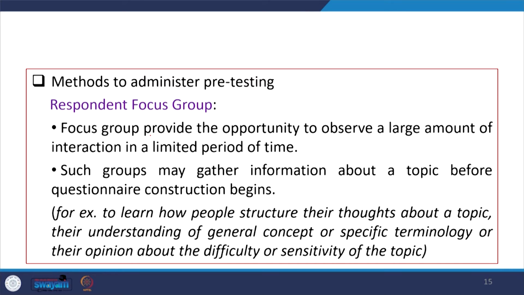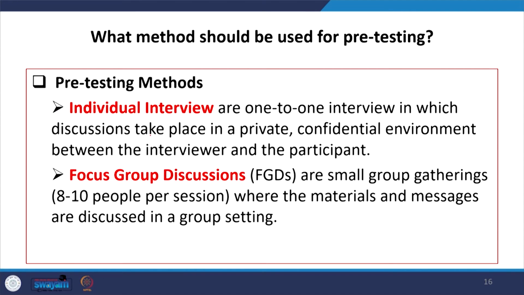So, the methods to administer pre-testing, as per the second requirement. What methods? As the expert literature suggests, the focus group provides the opportunity to observe a large amount of interaction in a limited period of time. Such groups may gather information about a topic before questionnaire construction begins. For example, to learn how people structure their thoughts about a topic, their understanding of a general concept or specific terminology, or their opinion about the difficulty or sensitivity of the topic. So, those aspects should be taken into consideration.